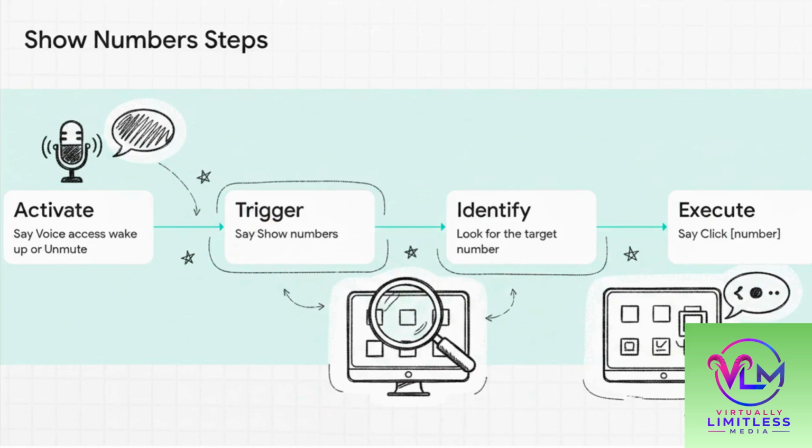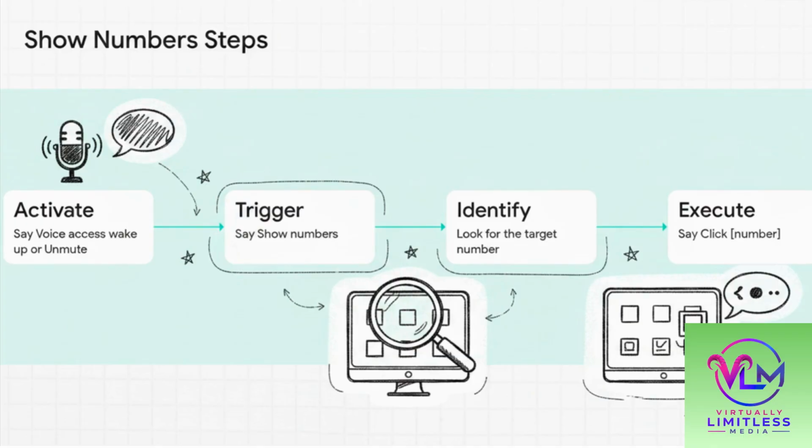Let's slow down a bit to see exactly how this builds into a seamless 4-part process. I really want you to completely absorb these mechanics. Step 1, make sure your mic is actually on by saying unmute. Step 2, trigger the overlay, say show numbers to see everything, or show numbers here to focus only on your current window. Instantly, little boxes appear everywhere.